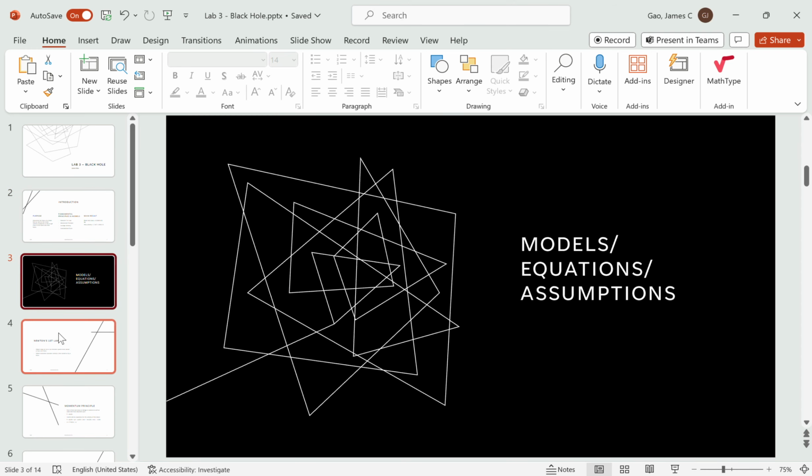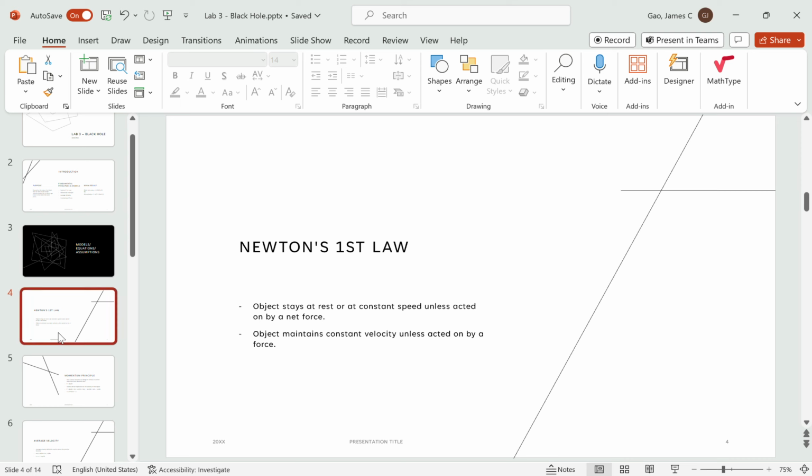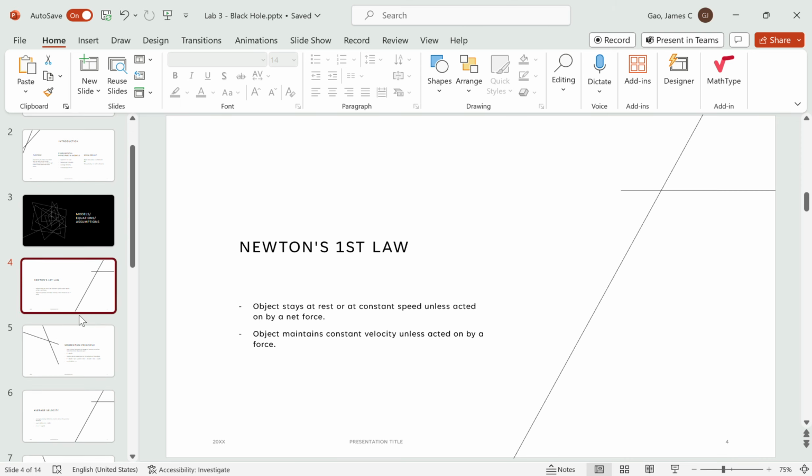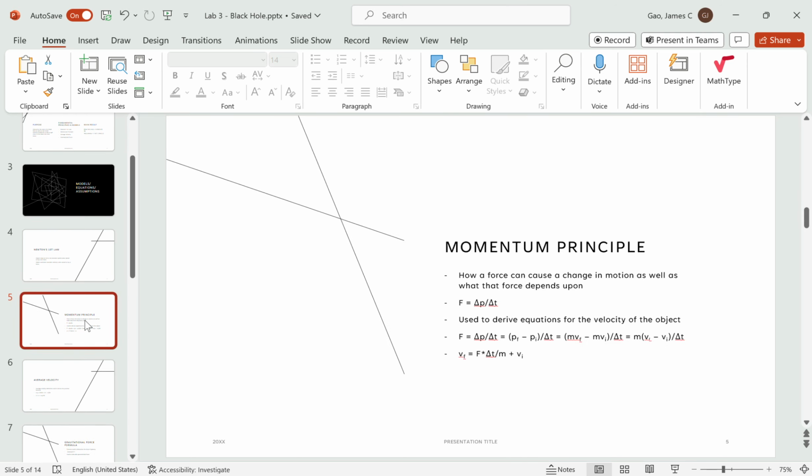So now more into the models, equations, and assumptions I used. So I used Newton's first law, which is basically defined as how an object stays at rest or at constant speed unless acted on by net force. So we can use this to calculate forces and stuff like that. I also use the momentum principle, which is basically about how a force can cause a change in motion as well as what that force depends on. So I use that definition to derive the velocity.